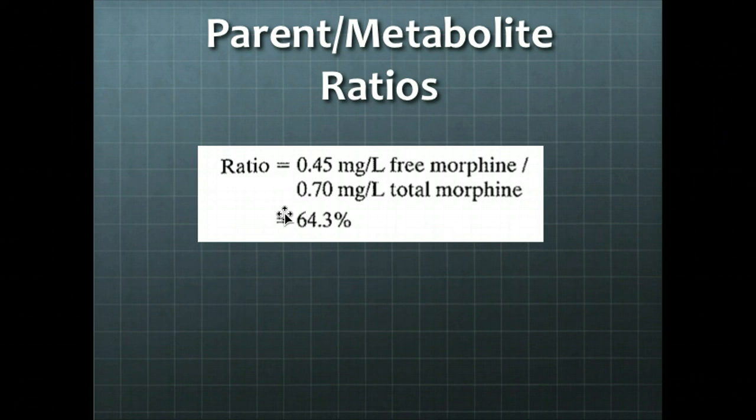Here are parent metabolite ratios. For drugs that are metabolized before elimination from the body, the ratio of parent drug to metabolite is a measure of the time elapsed since dose. This can be useful in forensic investigations.